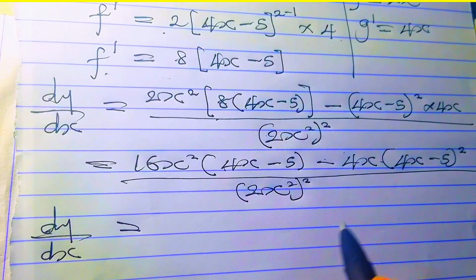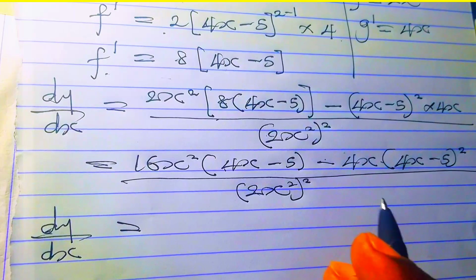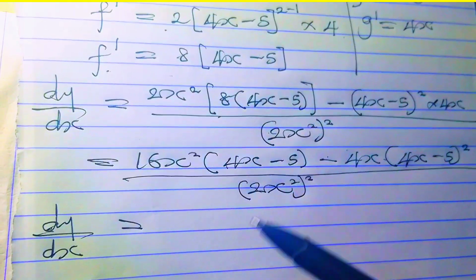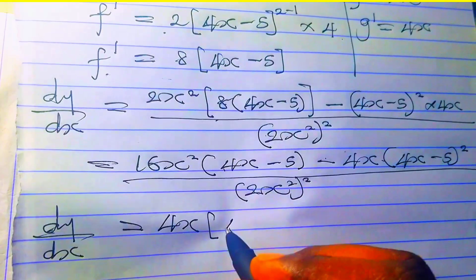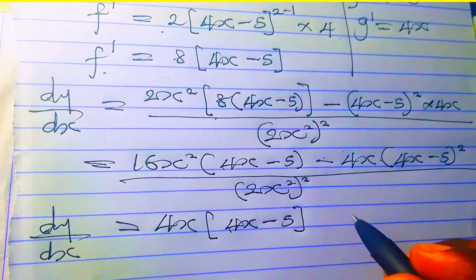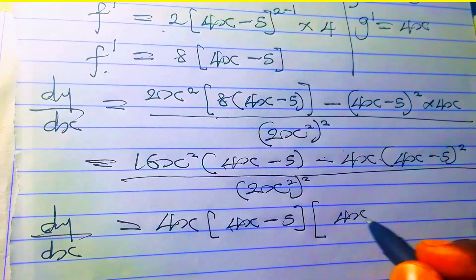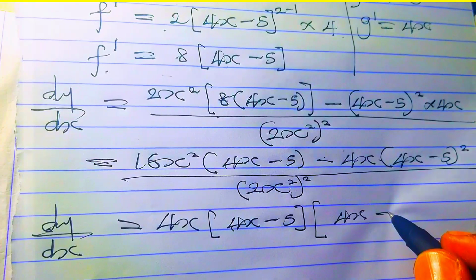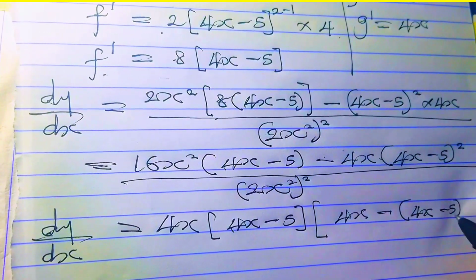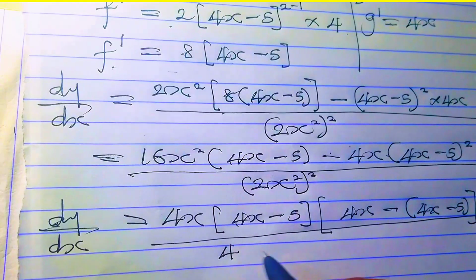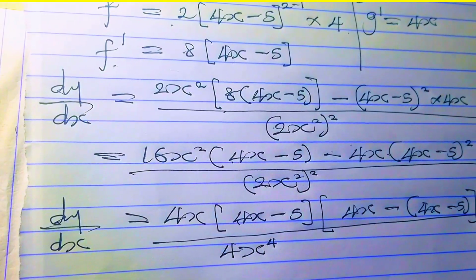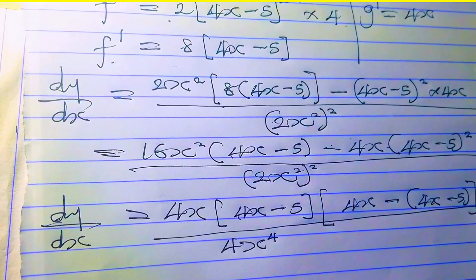That's going to give us 4x, which can be used to factorize that out. So we can write it as 4x in the bracket 4x minus 5, and then in the bigger bracket 4x, minus 4x minus 5, everything over 2 squared here, which is going to be 4, x raised to the power of 4. That's x squared times x squared there. That's x raised to the power of 4.